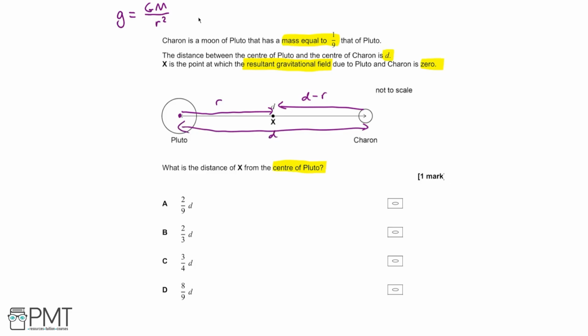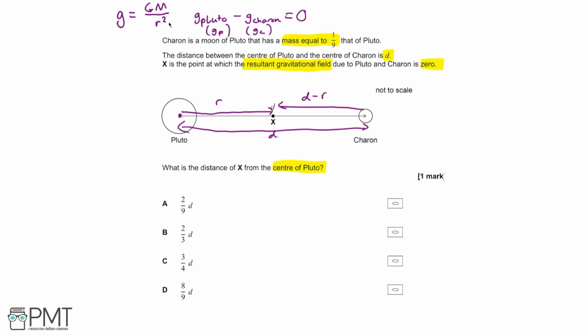So we're going to write down an equation where we add the two gravitational fields together. We have to be careful here, because this is going to be a vector sum, and if we do it wrong, then it won't reflect the directions of the gravitational fields. Specifically, because they're going in opposite directions, we can write g Pluto, which I'll abbreviate to GP in future, minus g Charon, which I'll abbreviate to GC in future, is equal to 0.